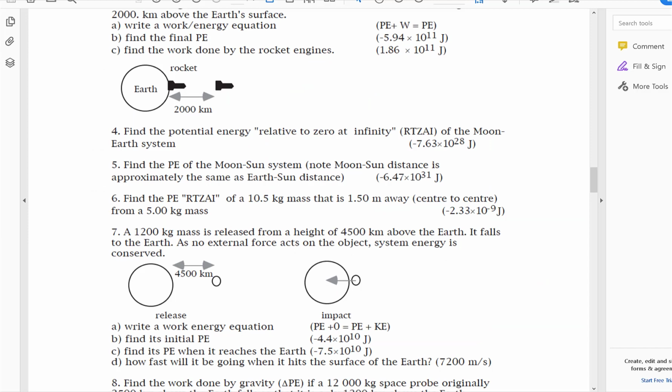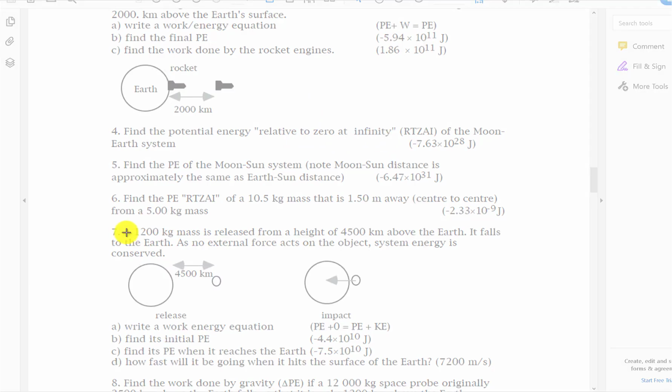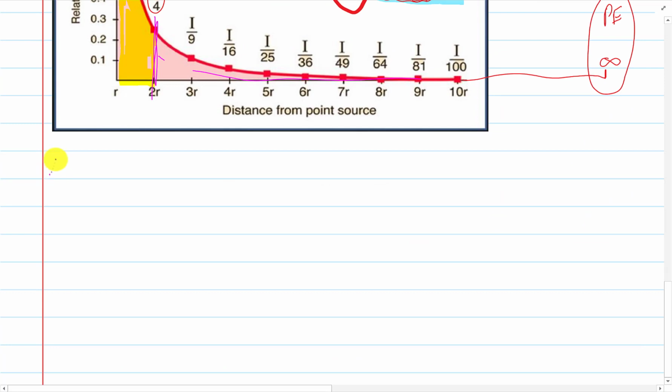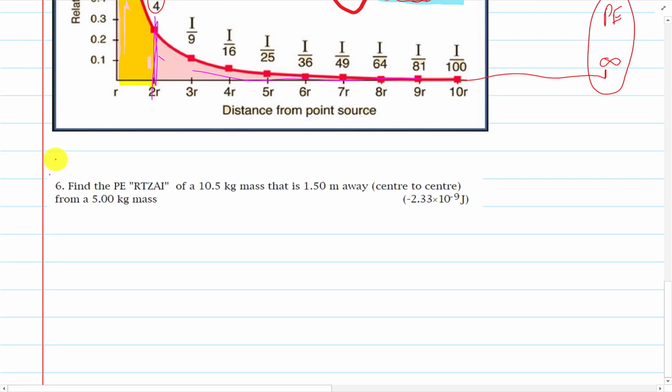Here's a bunch of physics questions from a different person's workbook. And notice there's a term here, relative to zero at infinity, RTZAI. So they're measuring that the potential energy is zero at infinity. Okay, so let's just take a look at these two questions. Let's do number 6 first. Find the potential energy relative to zero at infinity of a 10.5 kilogram mass that is 1.5 meters away center to center from a 5 kilogram mass.